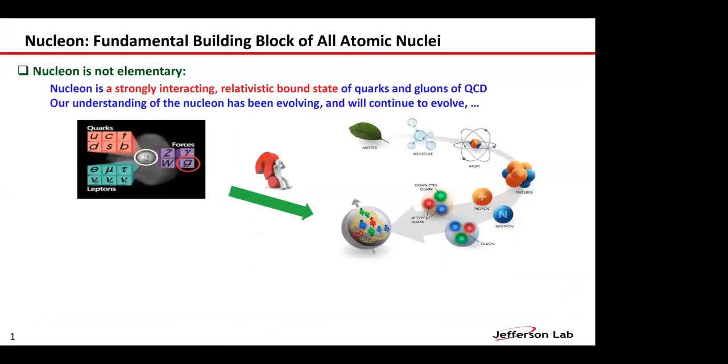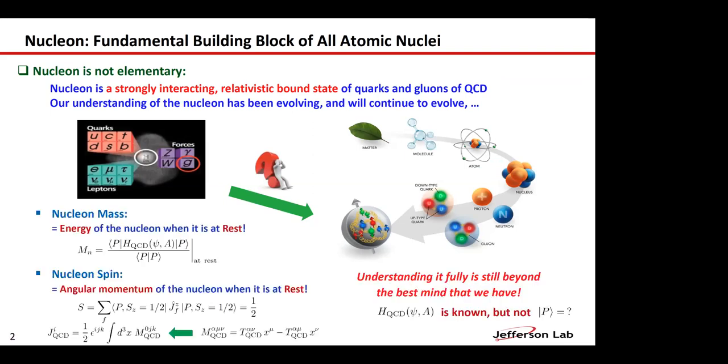We know that nucleons, the hadrons, are fundamental building blocks of all atomic nuclei, but the nucleon is not elementary. The nucleon is a strongly interacting, relativistic bound state of quarks and gluons. Our understanding of the nucleon has been evolving, and I'm sure it will continue to evolve. QCD is in some sense very unique due to its non-abelian nature and color confinement. So we have elementary degrees of freedom, the quarks and gluons, but at the same time we have the hadron, the emerging phenomena of this strongly interacting physics.